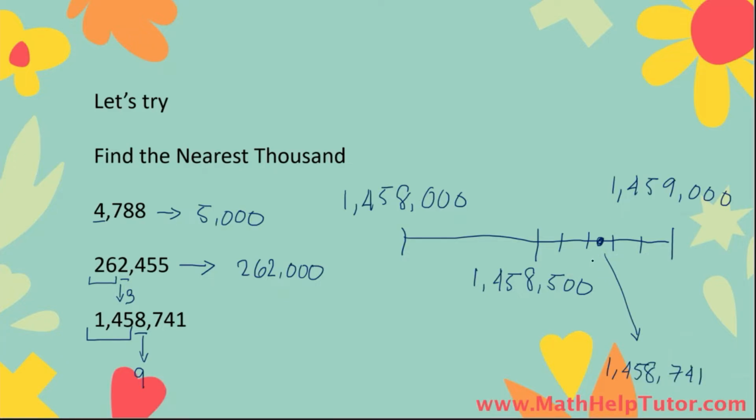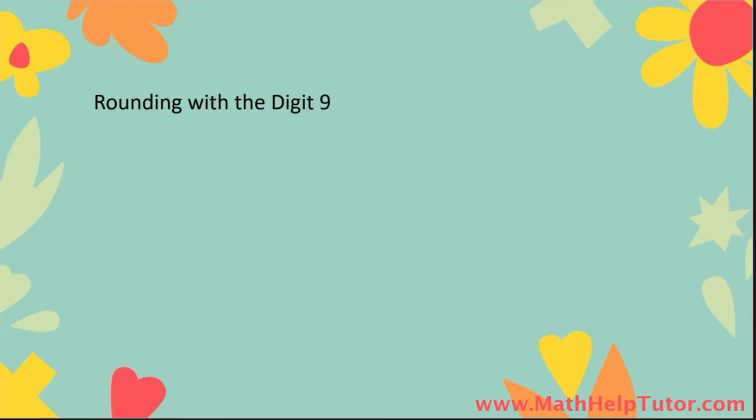Right, that is 1,458,741. So here you can see that since our number is bigger than 1,458,500, or comes after this number, we know that our number is nearer to the next thousands place than it is to its current thousands place. So the answer to finding the nearest thousands place for our number is 1,459,000. Now, it's important to note here that when rounding with the digit 9, you have to be a bit more careful. It is a common mistake to round 9 into a 0 and then forget about what is actually happening to the number in the number line.